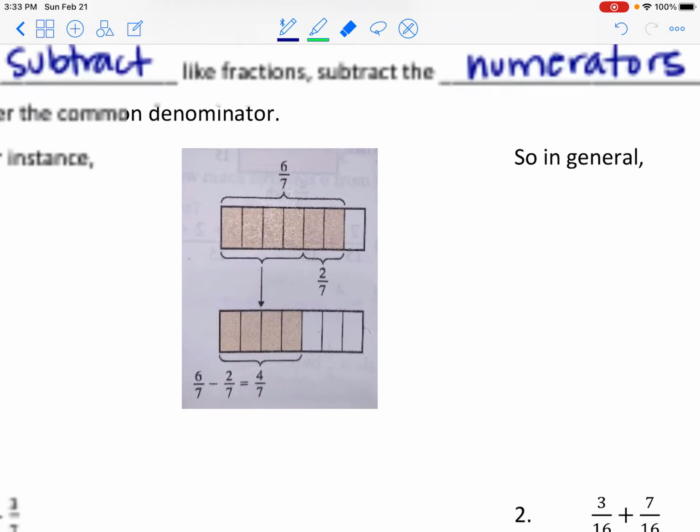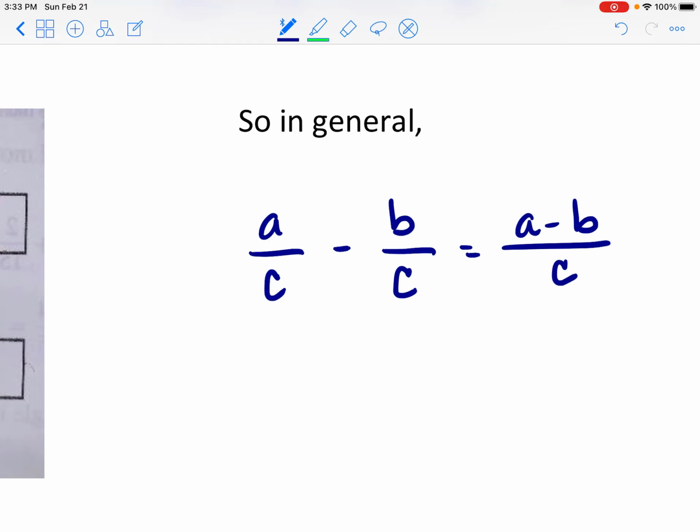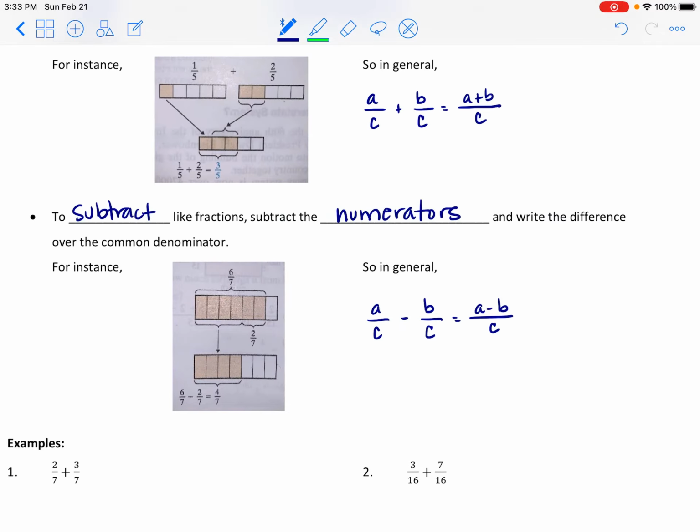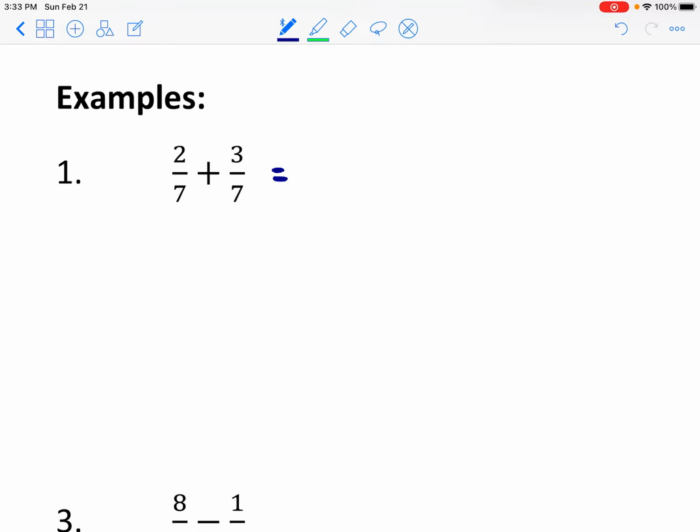So in general, if we have something like a over c, and we wanted to subtract b over c, then we're going to be left with a minus b over c, where the denominator doesn't change and we simply subtract those numerators. Okay? So let's look at a few more. Let's say we wanted to add 2/7 and 3/7. So this is going to be 2 plus 3 in the numerator, and we keep our common denominator of 7, and 2 plus 3 is 5, so 5/7 is our result.